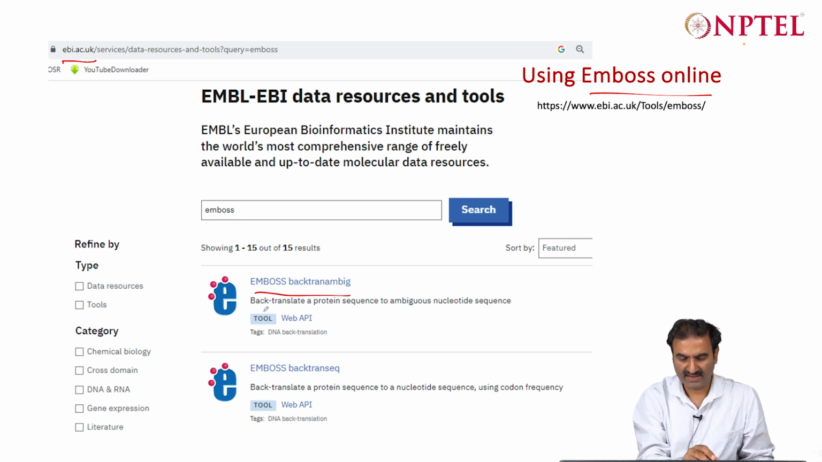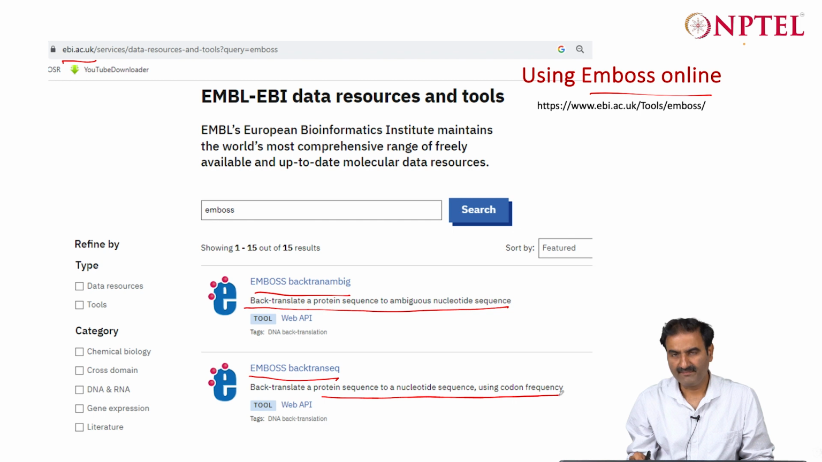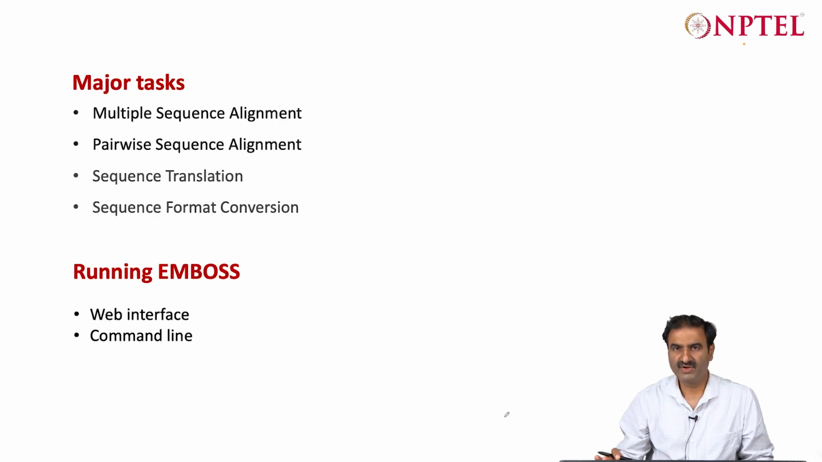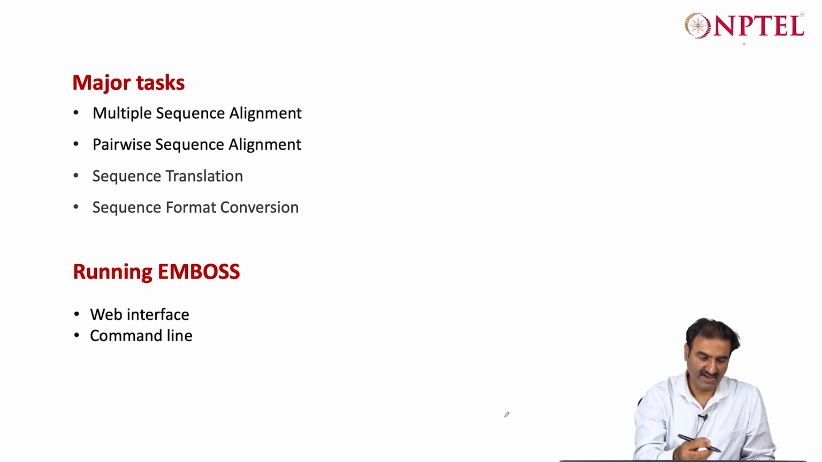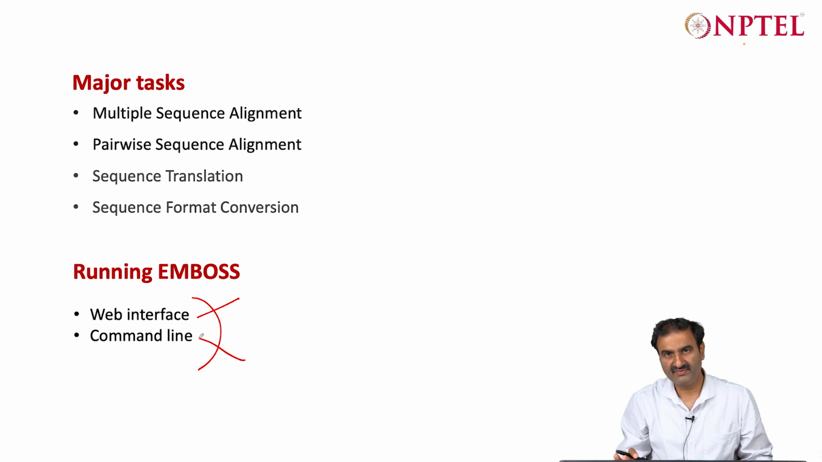Backtranseq, okay, which back-translates a protein sequence to nucleotide using a codon frequency table, right? That tells what kind of genome it is based on. And similarly there are so many tools which you can find on this page. Basically EMBOSS has a web interface as well as a command line option. So we will see the web interface first, and then we will go to the command line option that you can run on your local system.